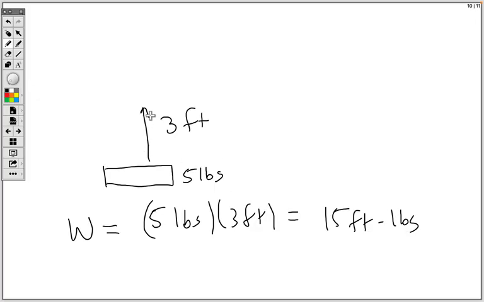Now you might say, well, you're working against gravity. Since you're going up, gravity's pulling down. So depending on the convention, the actual number you record may be negative 15 foot-pounds because we're working against the system. So it all depends on how you set things up.